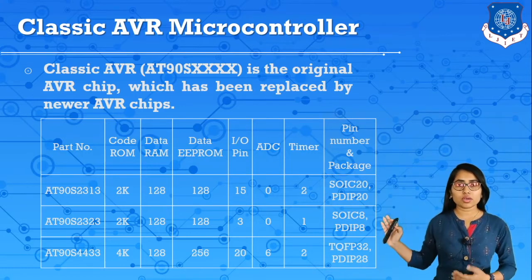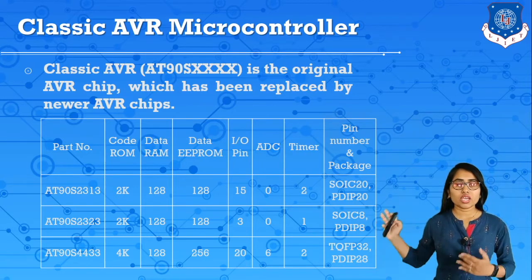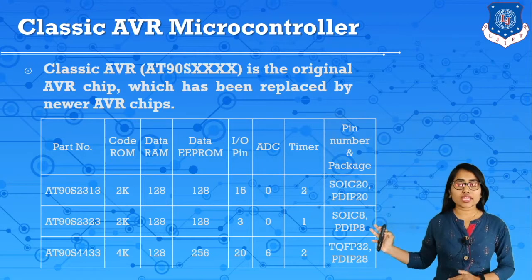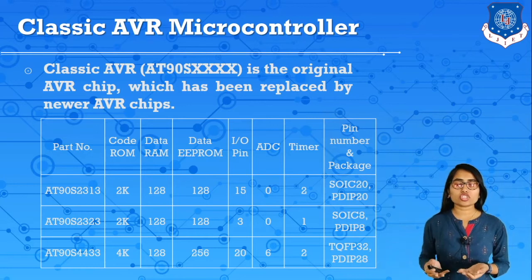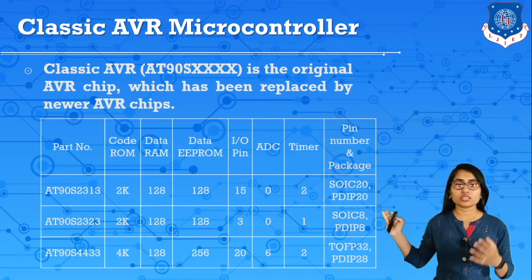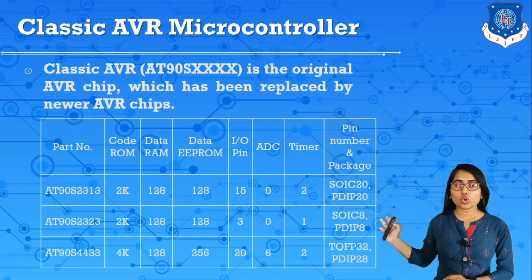AT90S2313 is the part number of an AVR chip. This has a code ROM of 2 KB, data RAM of 128 bytes, data EEPROM of 128 bytes, total 15 IO pins, and no ADC. That means this microcontroller has no in-chip ADC, but it has two timers, and it is basically a classic AVR microcontroller. It is available in a SOIC 20 pack or in a PDIP 20 pack.